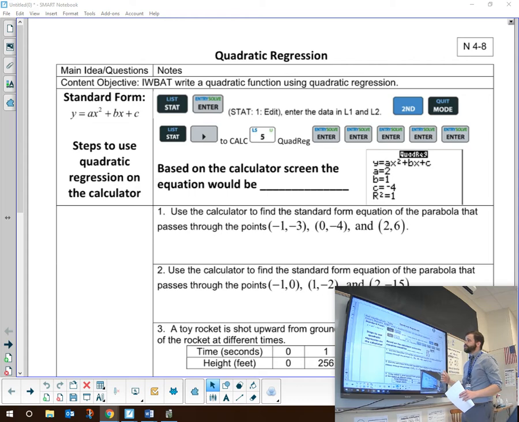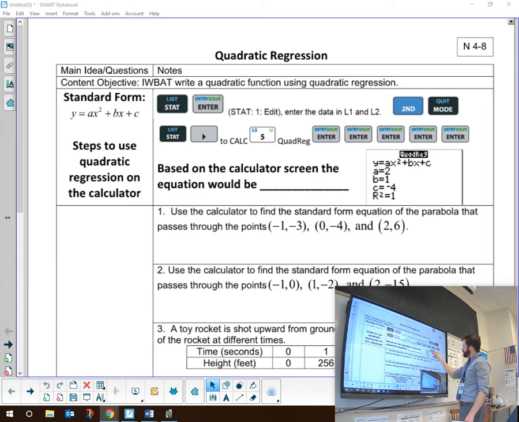Now quadratic regression is a way that we can take any 3 points on a quadratic equation and get the equation for it. So if we're just looking at our graph or we have some points, we can make a quadratic equation that kind of matches those points. We plug it into our calculator, and it's going to spit back out to us an A, a B, a C, and we're going to use that in my equation.